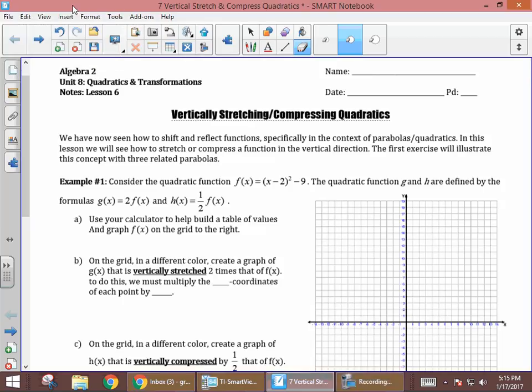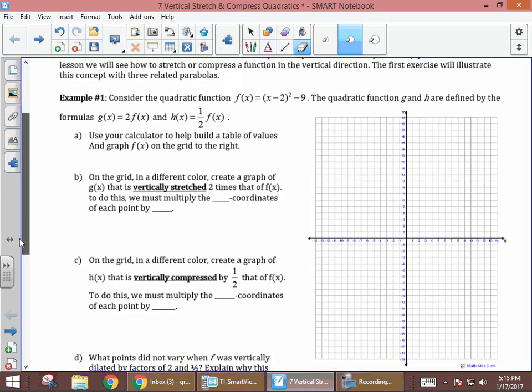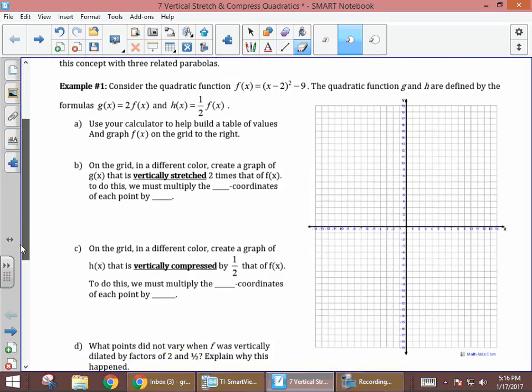All right, these notes should be for Honors Algebra 2 on Wednesday, January 18th. We have now seen how to shift and reflect functions, specifically in the context of parabolas or quadratics. In this lesson, we will see how to stretch or compress a function in the vertical direction. The first exercise will illustrate this concept with 3 related parabolas.